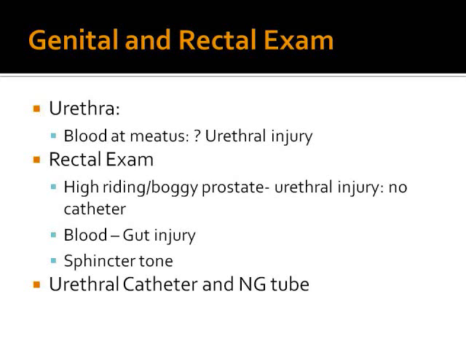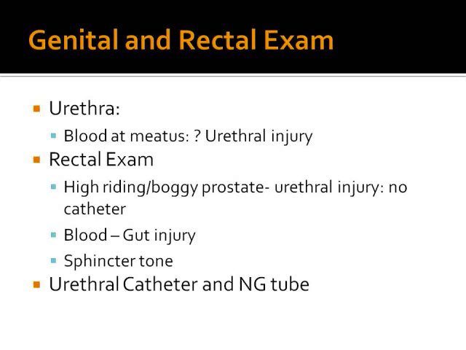In the urethra, the first thing to check is of course whether there is blood at the urethral meatus. In the rectum, we do a digital exam to check for a high riding prostate. We check for any urethral injury. A high riding prostate suggests that there is urethral injury, maybe transection, and we check for blood in the gut, and we feel for any obvious injuries which you might palpate. We check for sphincter tone, and this helps us to rule out a vertebral injury or a spinal injury.